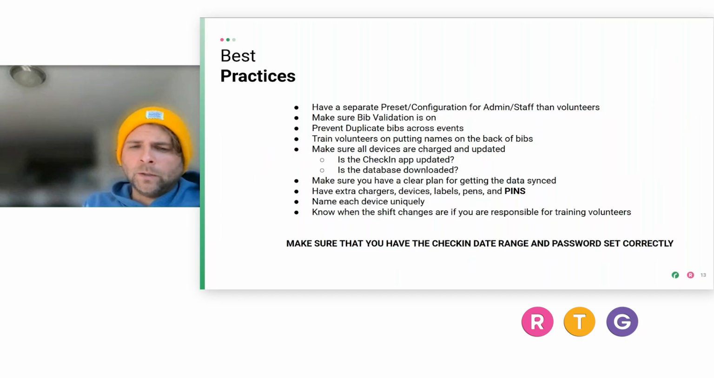Again, making sure that your communication works. Having extra chargers, devices, labels, pens, and pins. Even if you're not the person providing the pins, if that's the bib organizer, you should probably be traveling with a box of pins in every vehicle you have. It'll save the day. Even if you're not charging for it, no one's going to forget that you saved them with that. It's very hard to buy pins in bulk on a Saturday night. And then for the shift change, just making sure you have a plan for that.